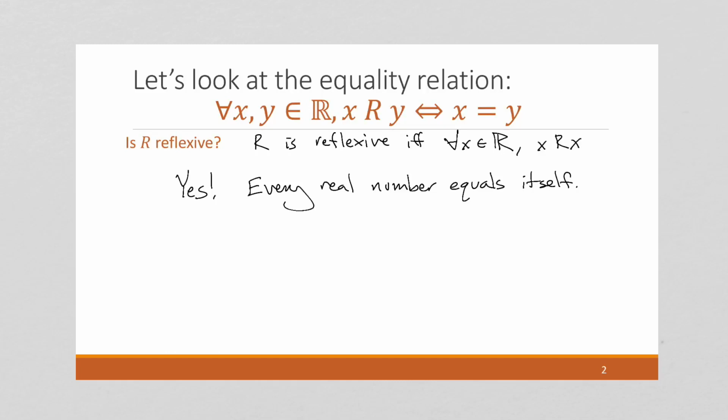Right? We have 5 equals 5. We have pi equals pi. We have that 2.7 equals 2.7. These numbers all equal themselves. And again, that's sort of our general understanding of how equality works. We know that each number equals itself.